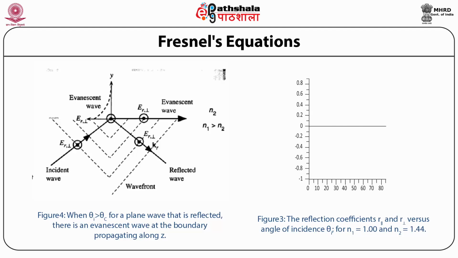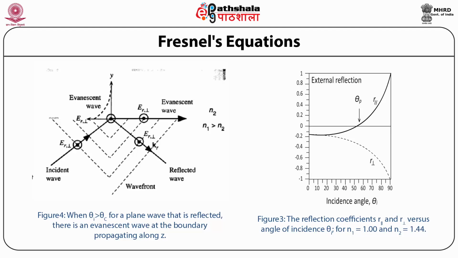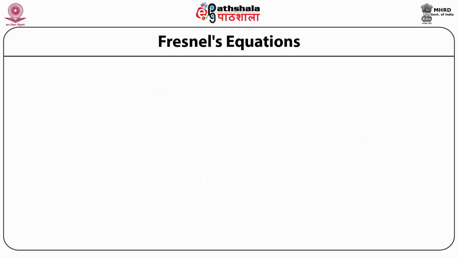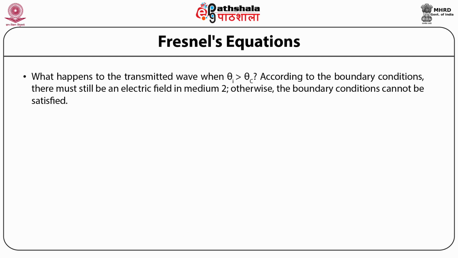And figure 4 shows that when theta i is greater than theta c, for a plane wave that is reflected, there is an evanescent wave at the boundary propagating along z. What happens to the transmitted wave when theta i is greater than theta c? According to the boundary conditions, there must still be an electric field in medium 2.